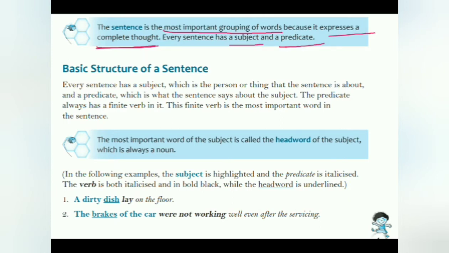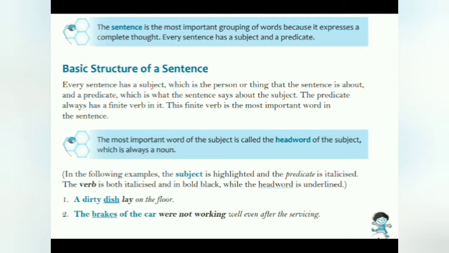What's the basic structure of a sentence? Every sentence has a subject, which is the person or thing that the sentence is about, and a predicate. There must be a predicate also, which is what the sentence says about the subject. Predicate always tells about the subject. The predicate always has a finite verb. This finite verb is the most important word in the sentence. There must be a finite verb in the predicate. Clear?